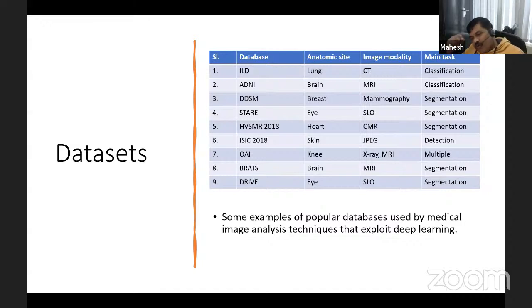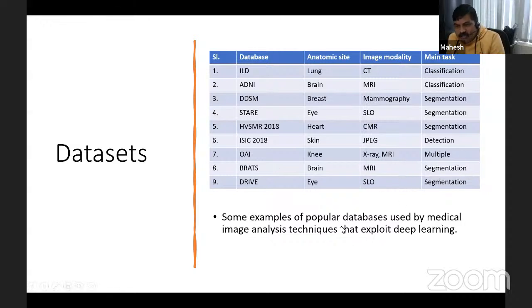Okay, if I want to use image processing for brain tumor detection, the ADNI data set or the BRATS data set is available, and they have used MRI as a modality for brain tumor detection. You can see, but their intention was different actually. The ADNI data set was developed for the classification task, and the BRATS data set was developed for segmentation purposes.